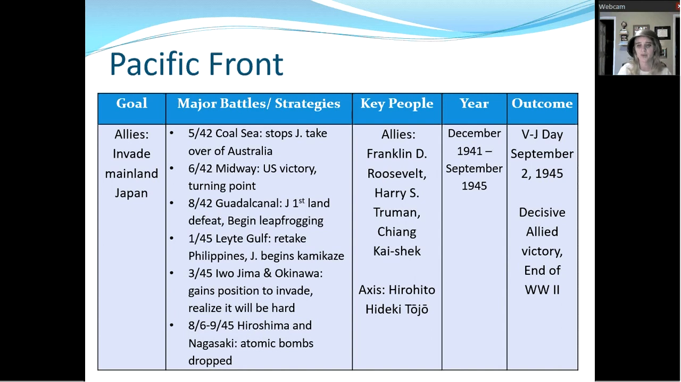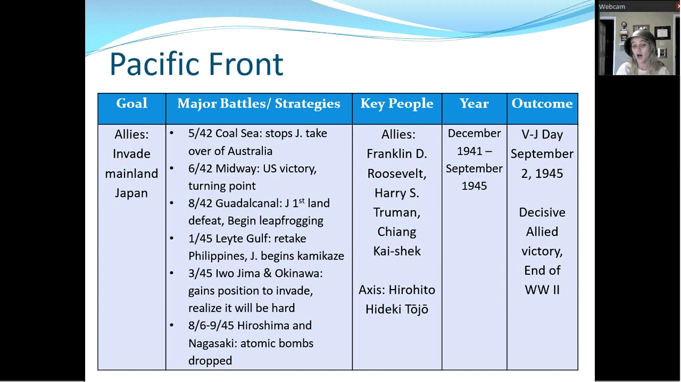This is also where Japan begins its strategy of kamikaze pilots. So kamikaze, if you don't know what that is, it's essentially a suicide pilot, where what they do is they will fly their planes into the side of American ships. That way the entire ship basically explodes.